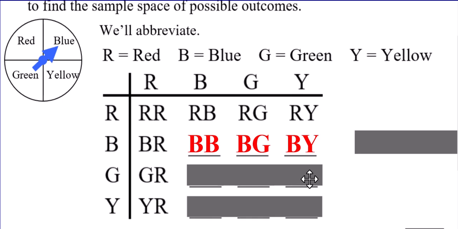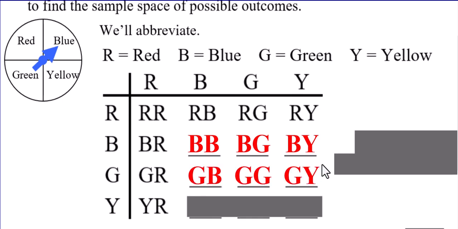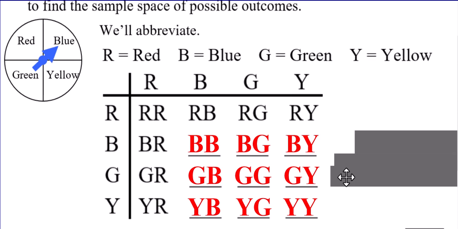Okay, did you already hit pause? Did you do the final 6 blanks on your own? If not, you better do that now and then hit play. All right, you should have had green, blue, green, green, green, yellow, and then yellow, blue, yellow, green, yellow, yellow.